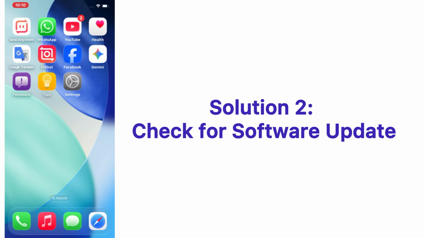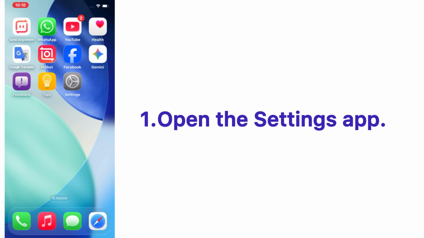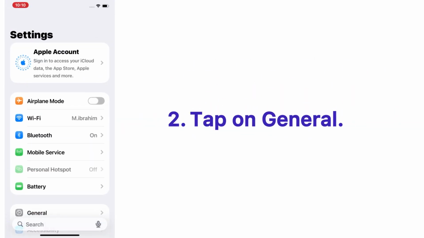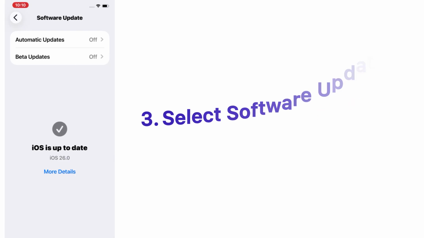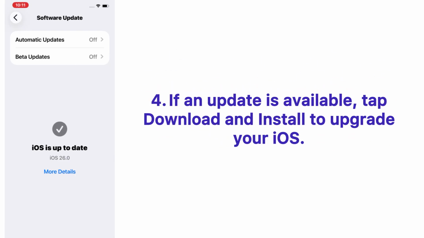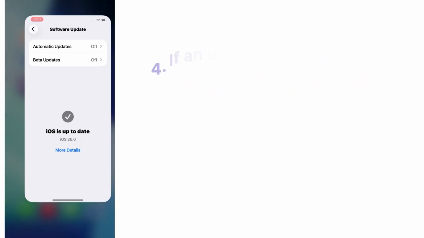Solution number 2. Check for software update. Open the Settings app on your iPhone. Tap on General. Select Software Update. If an update is available, tap Download and Install to upgrade your iOS.